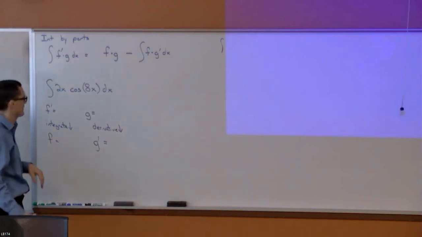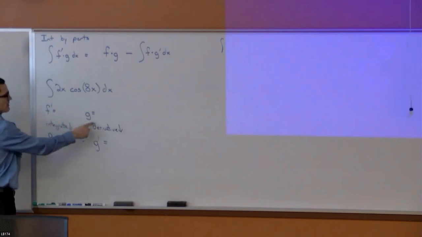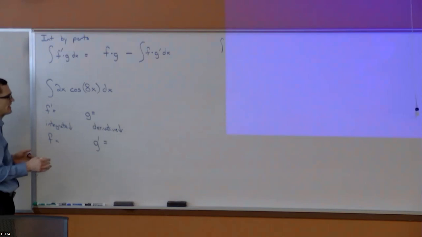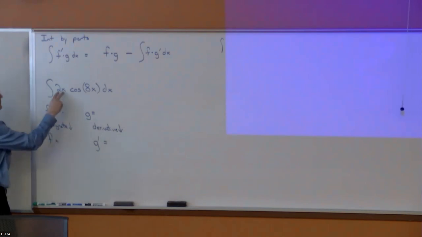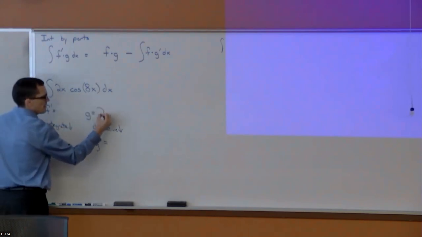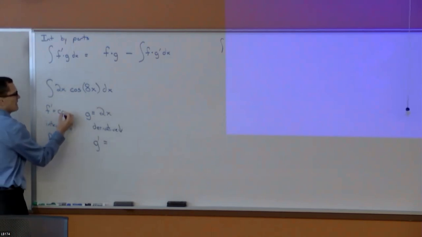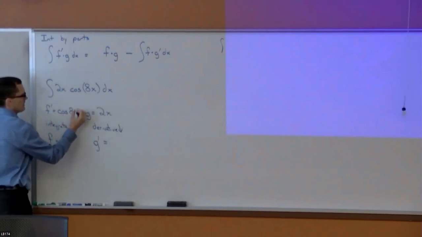All right, so let me go through this. Biggest thing is, what do you call your f prime? What do you call your g? Once you set that up, everything kind of flows in order. Polynomial times trig function. Polynomial, I set as my g. My f prime gets my trig function.